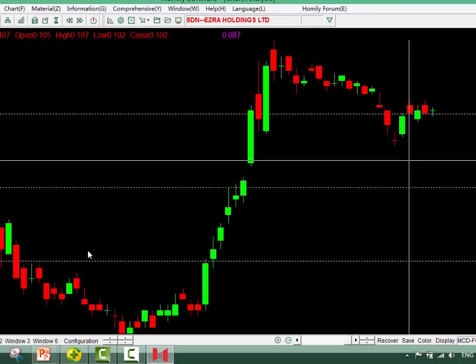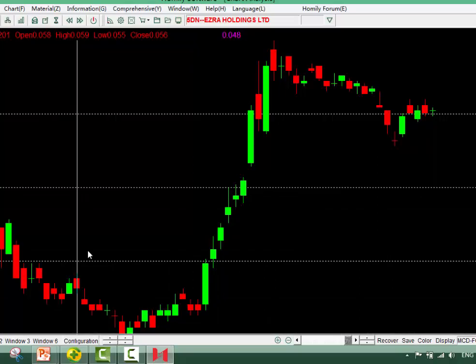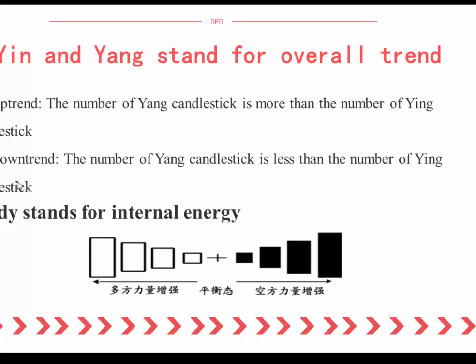Okay, so this is the downtrend. So if you know how to read the chart, you should sell out your shares. Then we can see now, one bearish candlestick, one bullish candlestick. So is the trend up or downtrend? It's sideways, because the numbers are equal. So this is the sideways.